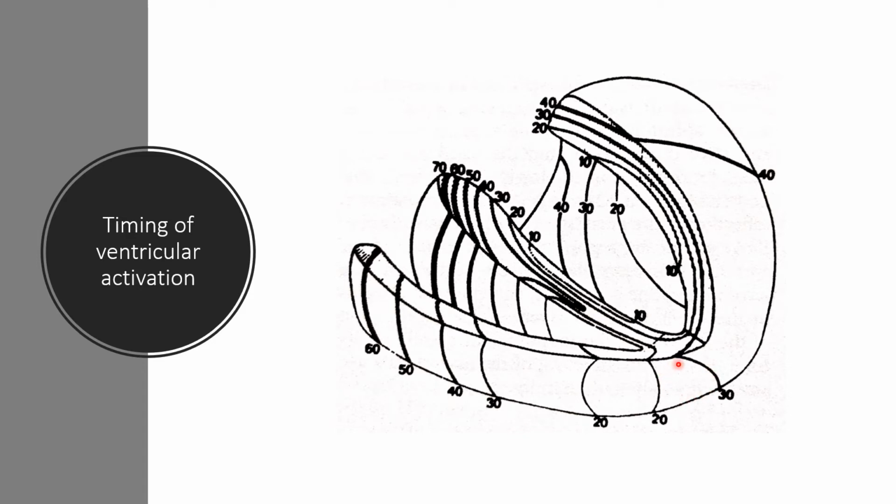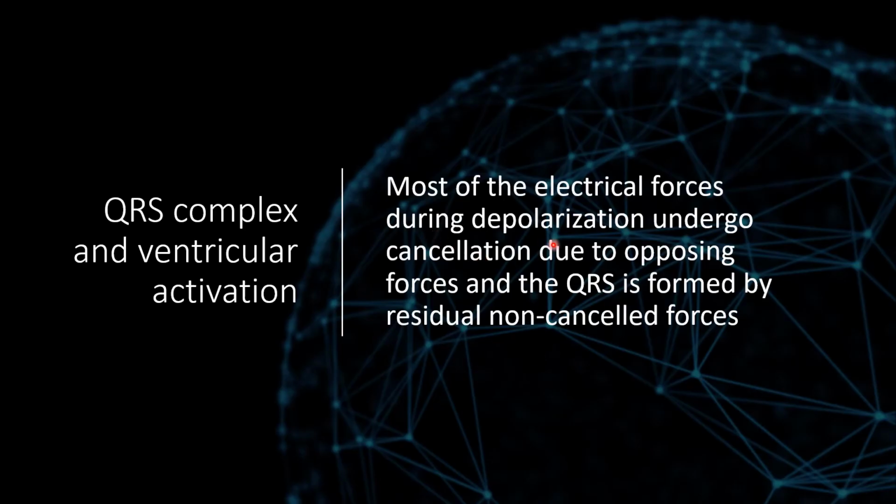apex depolarizing next, at about 20 milliseconds, and then it spreads towards the left ventricle and the right ventricle, and you can see here the lateral wall depolarizes in about 30 milliseconds from the onset of the QRS complex, and then it spreads towards the basal portions of the ventricle, towards the left ventricular base and then towards the right ventricular base from the apex. Most of the electrical forces during depolarization undergo cancellation due to the opposing forces because they go in the opposite direction.